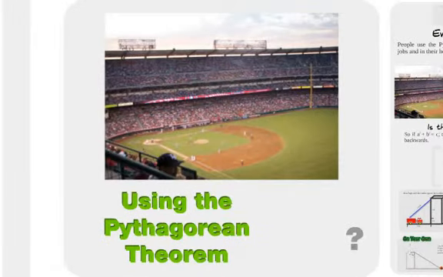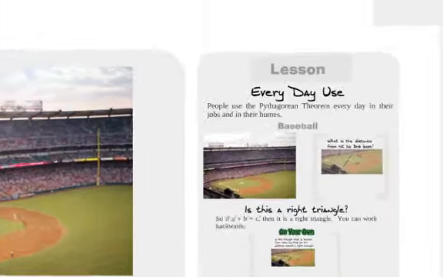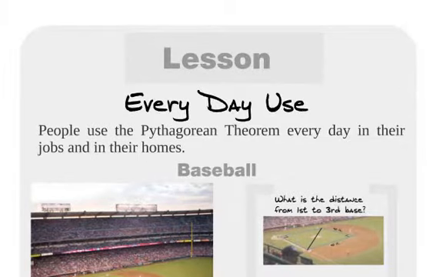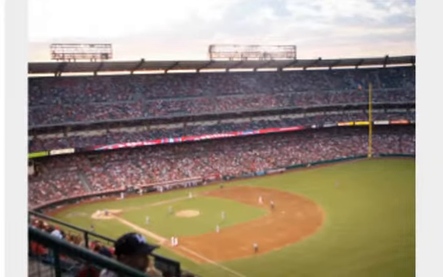Let's do it. Now the Pythagorean Theorem is pretty cool. If you think about any baseball diamond, it's a square, and you can find the distance, say, for the catcher to throw the ball all the way to second base, just by using the Pythagorean Theorem. It'll help you find other dimensions as well. Everyday use, you use it in your jobs, your homes, and you don't even know it.